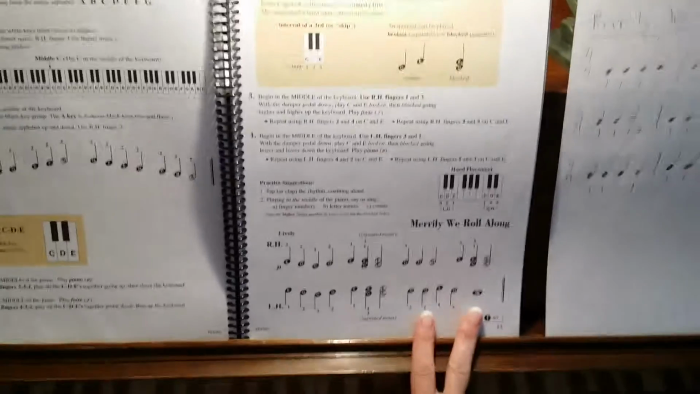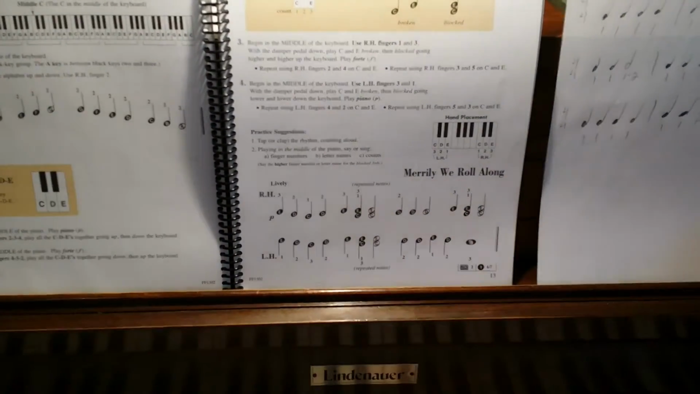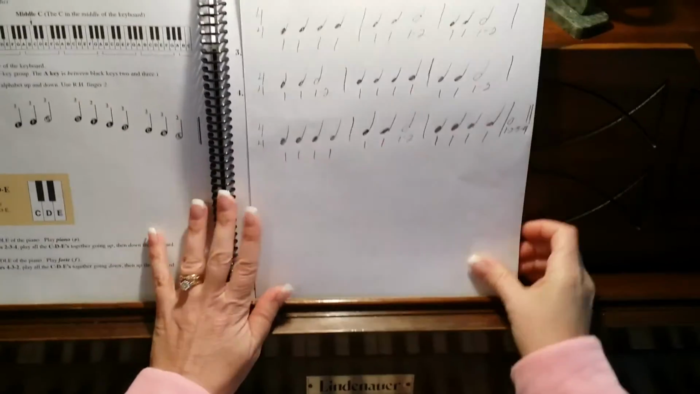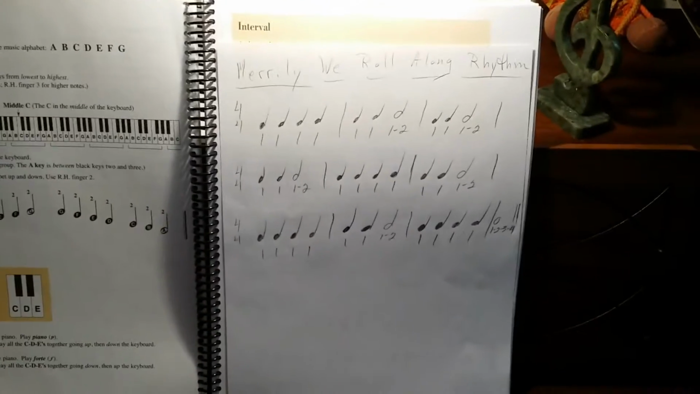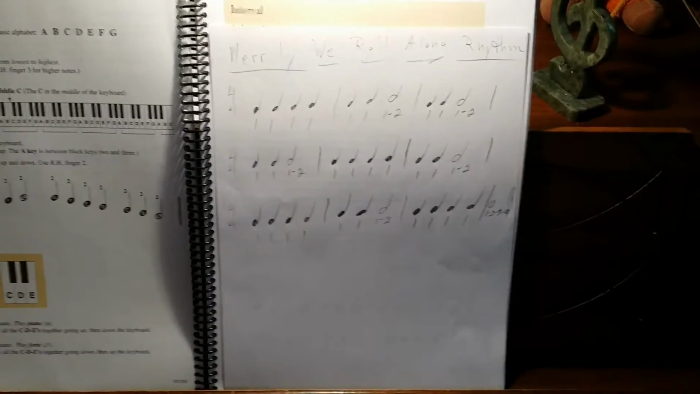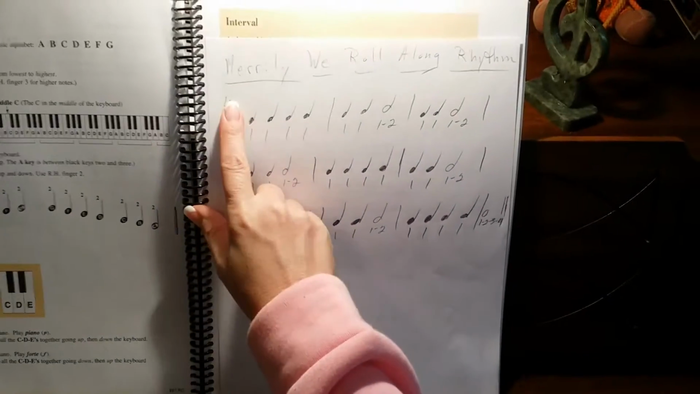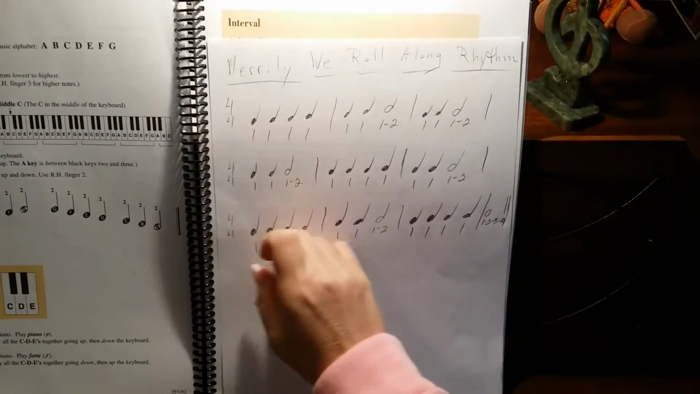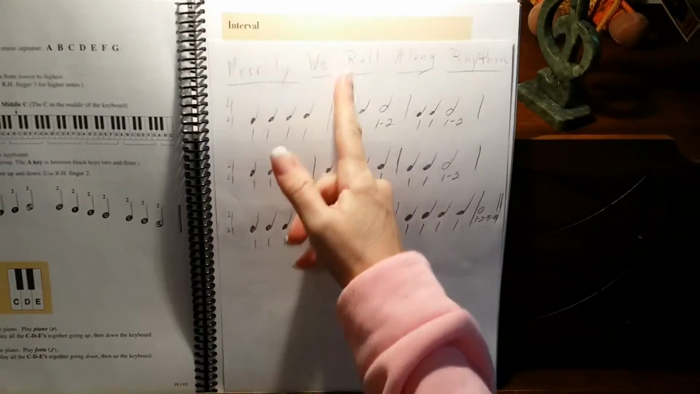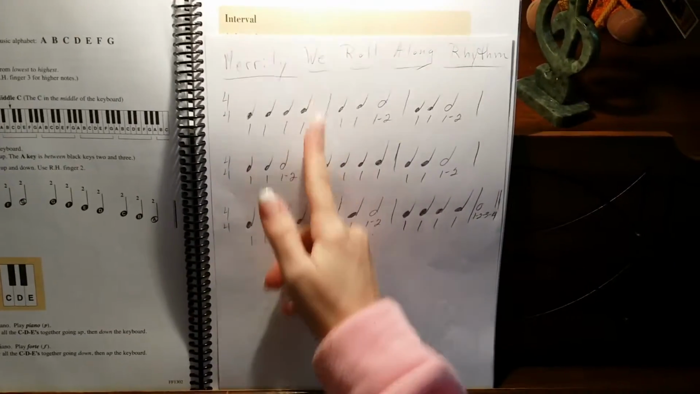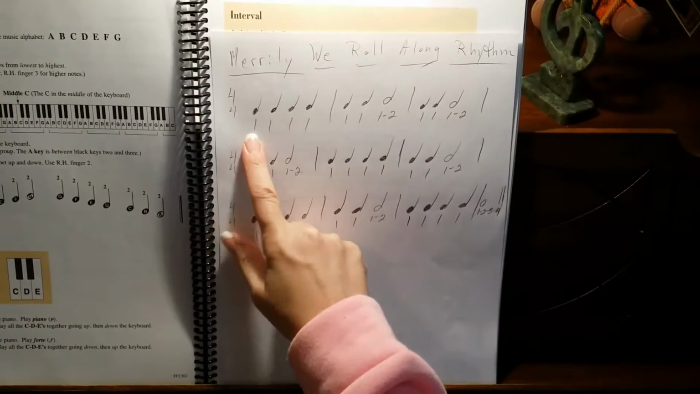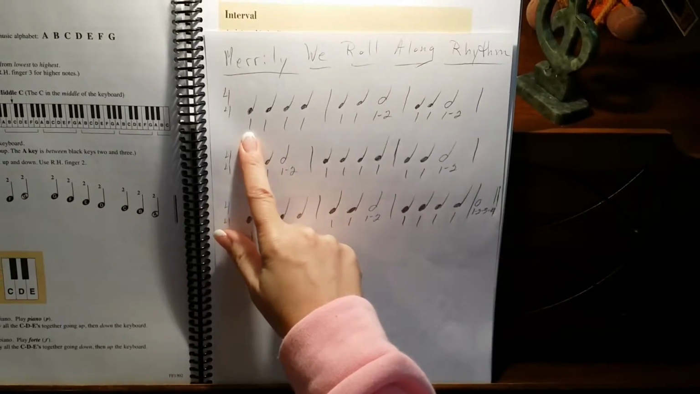The next song we're going to learn is Merrily We Roll Along. And then, as we always do, we're going to start with the rhythm first. We're going to practice clapping the rhythm. So there are 4 beats in a measure, and each measure is marked at the end with a bar line. So let's practice clapping and saying the counts.